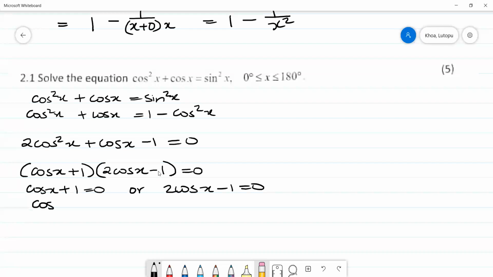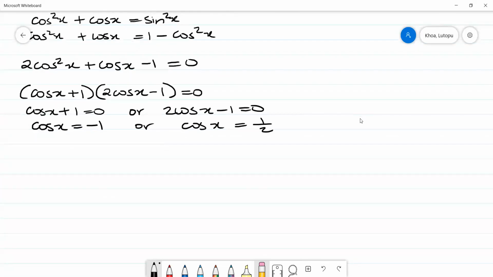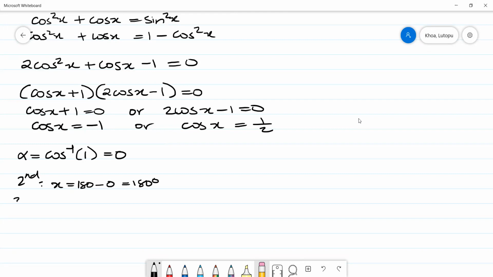Now we come to step number 1. So cos x is equal to negative 1. And here cos x is equal to a half. That is step number 1. You make cos the subject of the formula. Step number 2, you find your reference angle, alpha. This is cos inverse of 1. You ignore the negative, and we will get 0. Okay, then the next step is your quadrants. This is negative, so you are looking for the second and the third quadrant. So in the second quadrant, x is equal to 180 minus 0. So this is just 180 degrees. And then in the third quadrant, x is equal to 360.